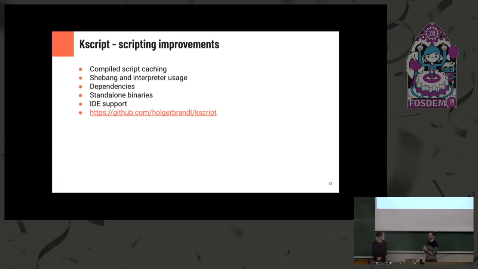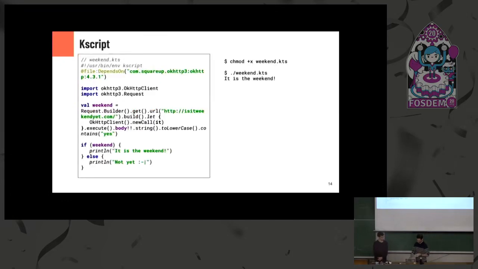And full support for dependencies. So let's say you want to depend on some HTTP clients that you love. You can do that. You can also package that as a standalone binary, which is going to include all your dependencies into a big fat jar. It also has IDE support. It can generate a small IntelliJ project for you. You can read everything on the GitHub link.